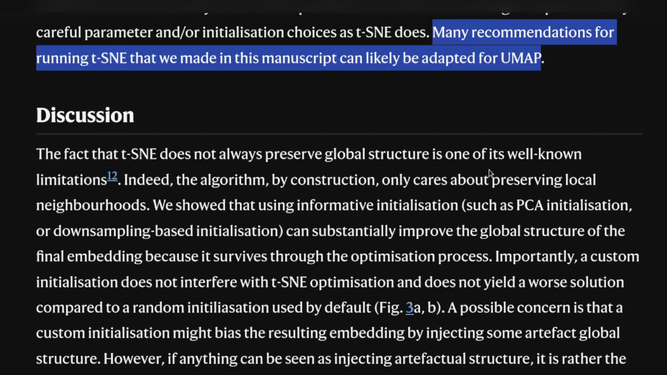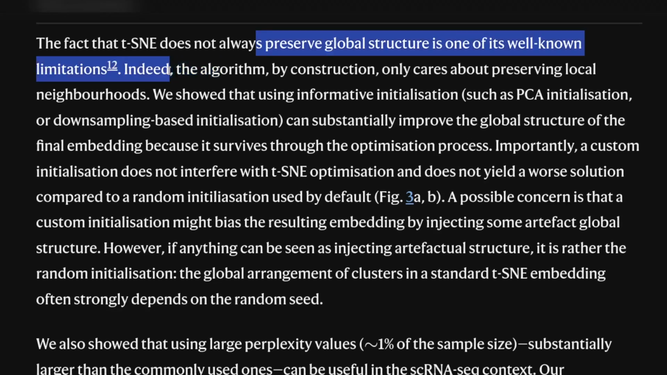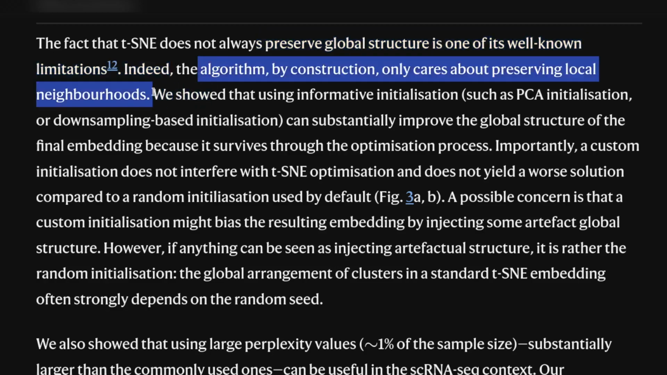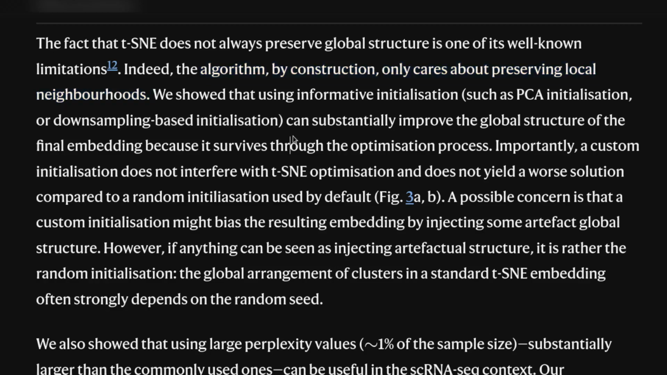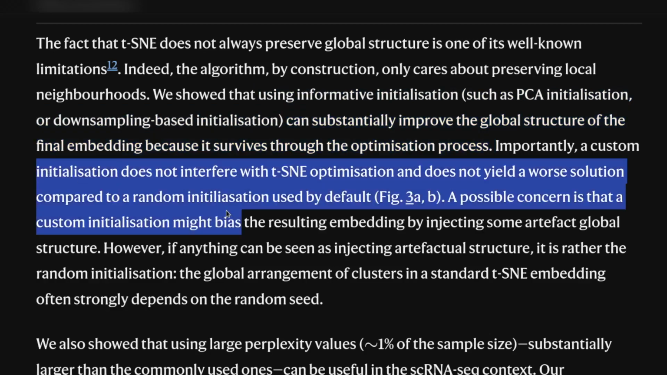Discussion. The fact that t-SNE does not always preserve global structure is one of its well-known limitations. Indeed, the algorithm, by construction, only cares about preserving local neighborhoods. We showed that using informative initialization, such as PCA initialization or downsampling-based initialization, can substantially improve the global structure of the final embedding because it survives through the optimization process. Importantly, a custom initialization does not interfere with t-SNE optimization and does not yield a worse solution compared to the random initialization used by default.